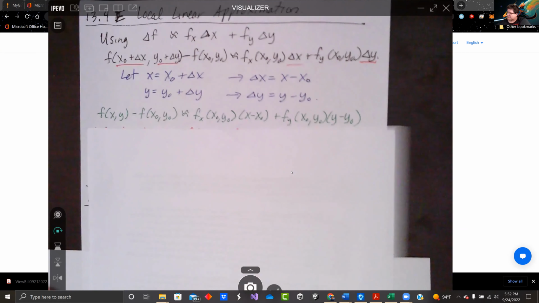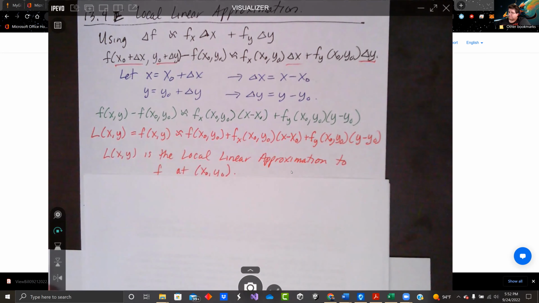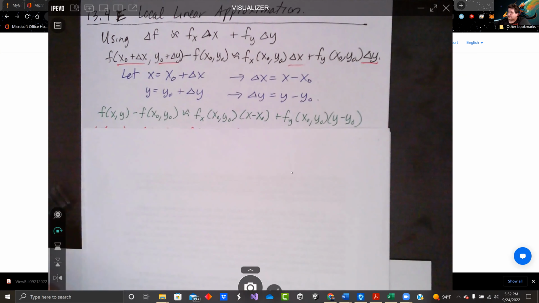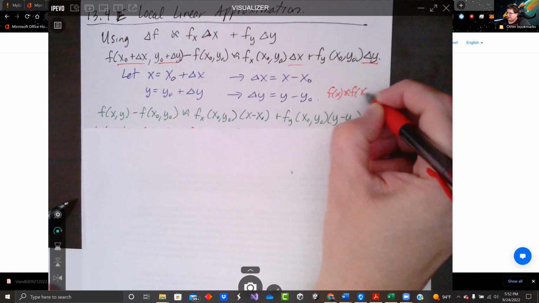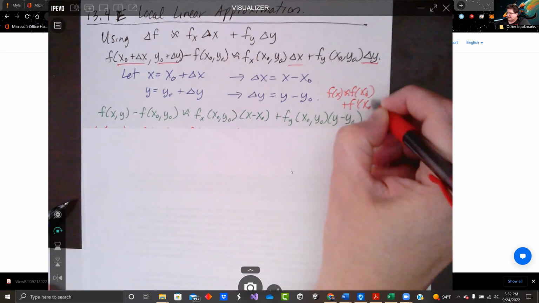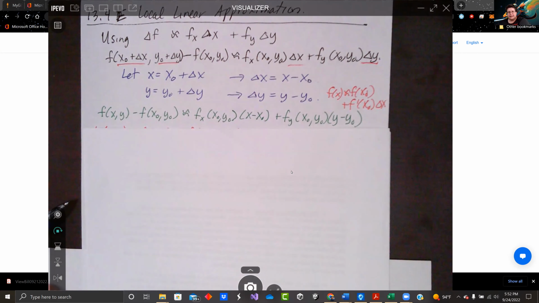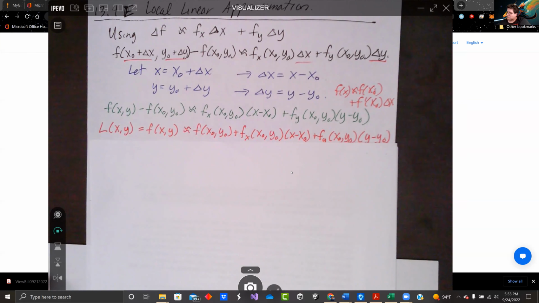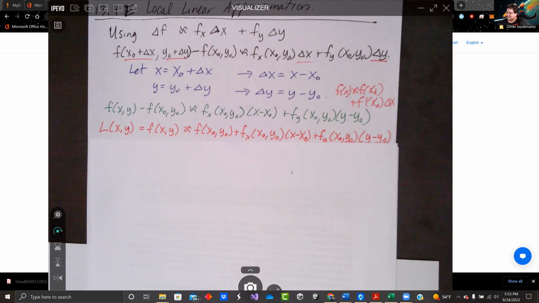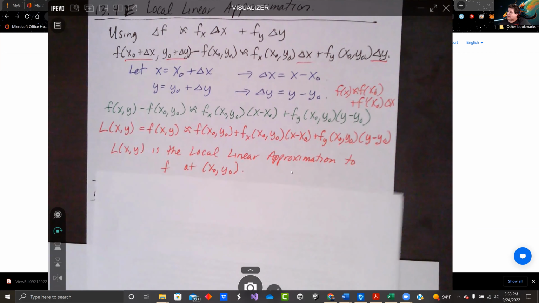This very much relates to what we've done in regular calculus. We had f of x is approximately f of x naught plus f prime of x naught delta x. This is just the scaled up version of that. So since we've got it written as f of x, y, we're going to call it the local linear approximation, which is L. So L of x, y is the local linear approximation to f at x naught, y naught. We need to have some initial point that we'll be doing it at.